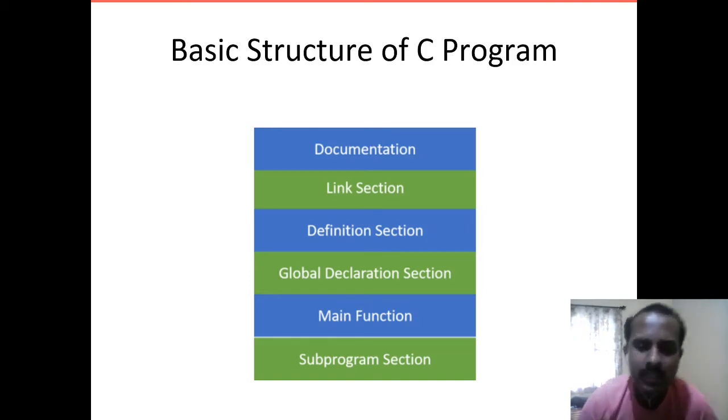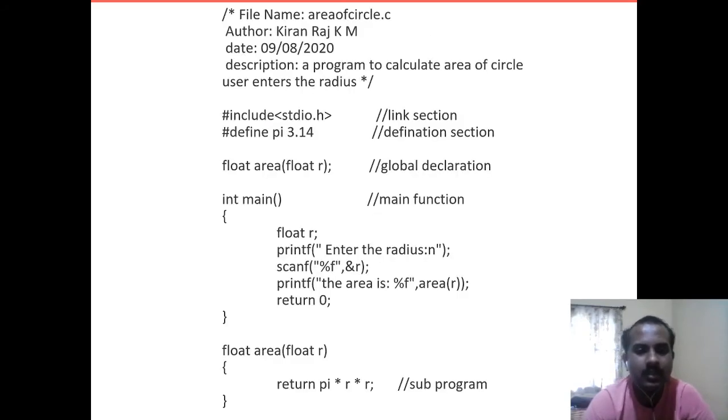So I will explain these parts using the program. So let us see this program. Okay. So first one is the documentation section. Documentation section gives the information regarding the program. It tells when the program was done, who did it, what is the use of that program, what are the variables used, and which part is which section. So it gives the details about the program.